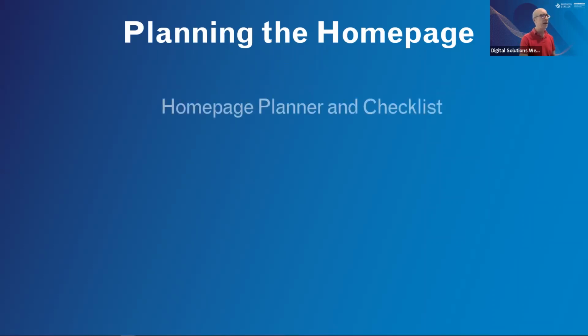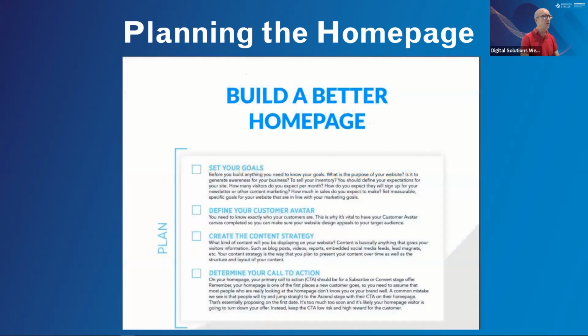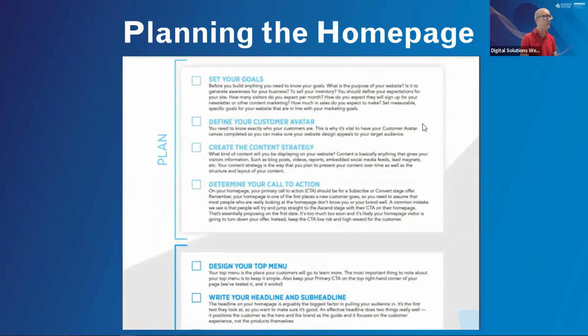Now let's talk about how we might plan the homepage. So I've given you a homepage planner and a checklist in the chat section there. You might want to just download that in your own time. I'll show you briefly what it looks like. So it's basically a little document broken into 3 stages. There's the plan, the build, and the launch stage. So the plan stage we'll talk about briefly.